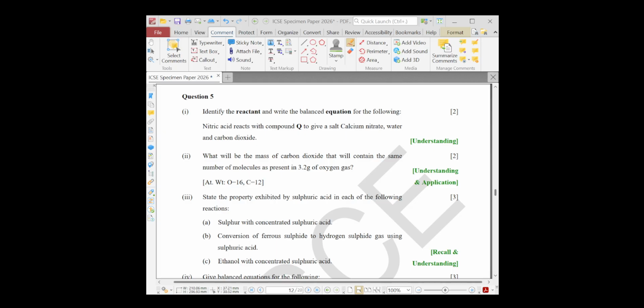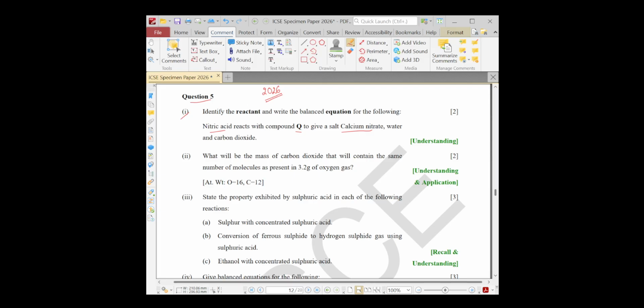Okay, so children, we move on to question number 5 of the ICSE Specimen Paper 2026 released by the Council. Question 5 again has 4 parts, and the first part says identify the reactant and write the balanced chemical equation. It says nitric acid reacts with compound Q to give a salt, calcium nitrate.